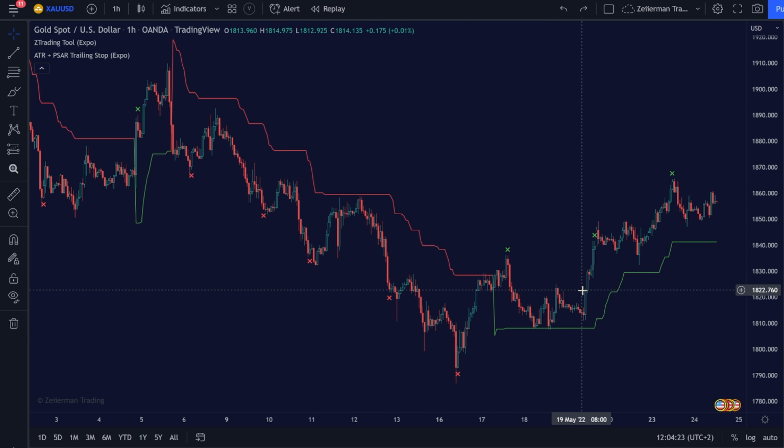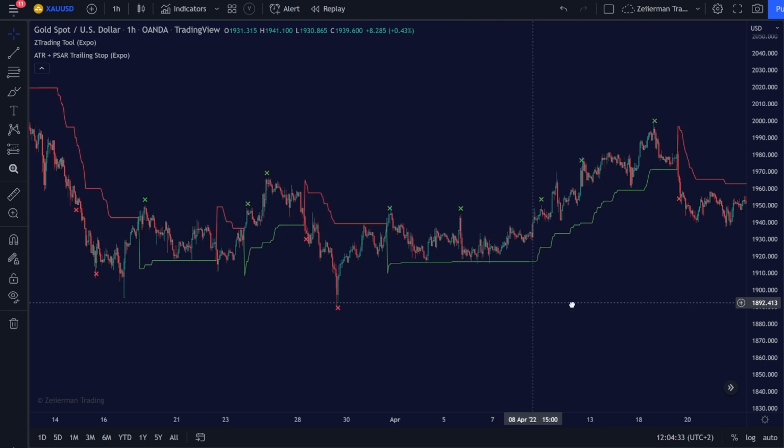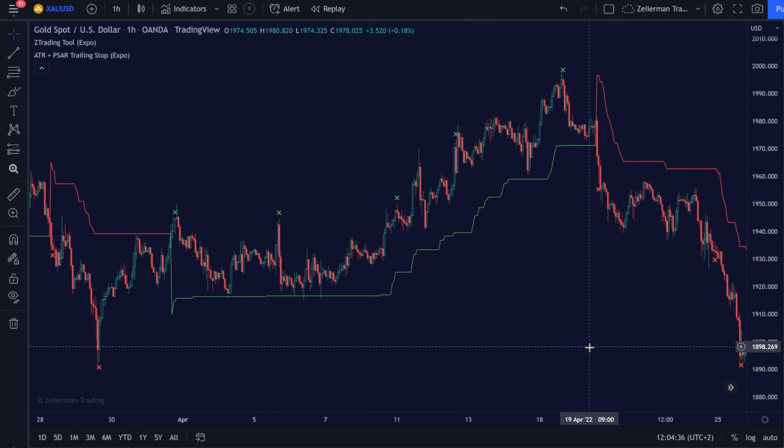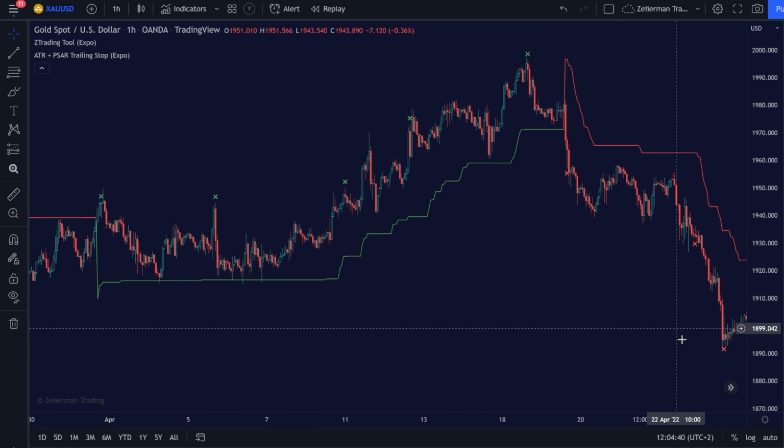Alright, now you understand the basics of this strategy, so let's move on and look at more examples. Let's scroll back down in time and see if we have some great examples. Let's see, this is pretty accurate and good.